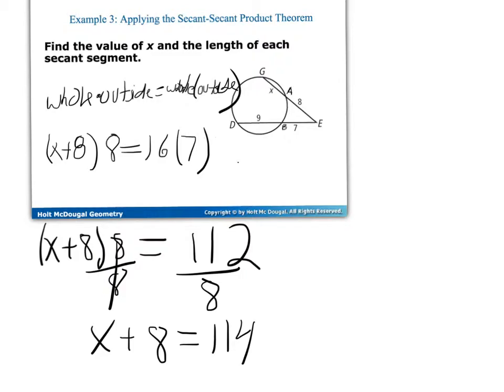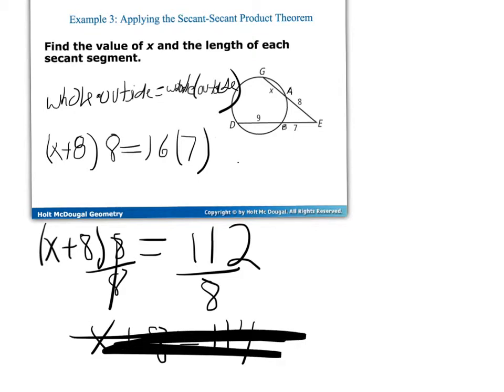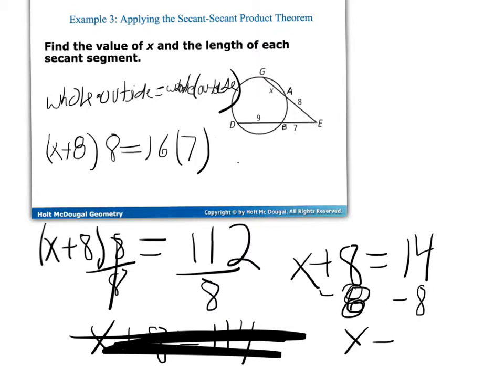So now I can just subtract the 8 over. Sorry, this is supposed to be just 14. x plus 8 equals 14. Subtract the 8. I get x equals 6.